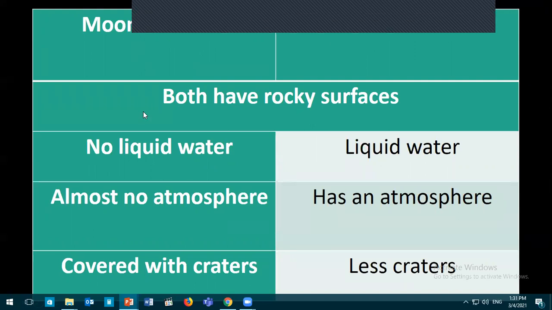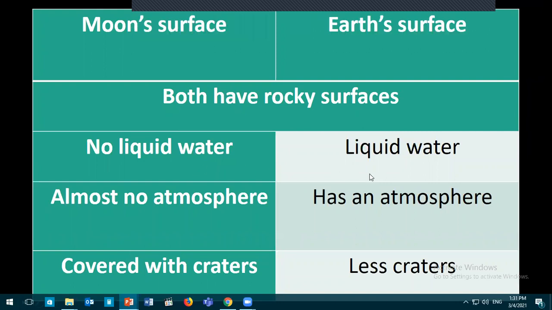Here the difference is that the Moon's surface has no liquid water, while we do have liquid water on Earth because Earth is a blue planet. It's covered with water, almost all of it. The Moon's surface has almost no atmosphere, so it has no protection and has more craters, while Earth's surface has an atmosphere, which makes it have fewer craters. Yes, we do have craters here on Earth. Some rocks were so big that they could penetrate the atmosphere and hit the surface of the Earth. Do you get the differences?